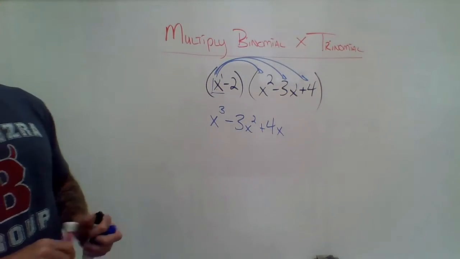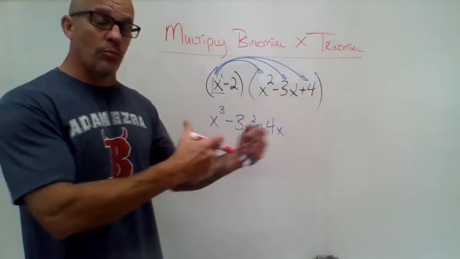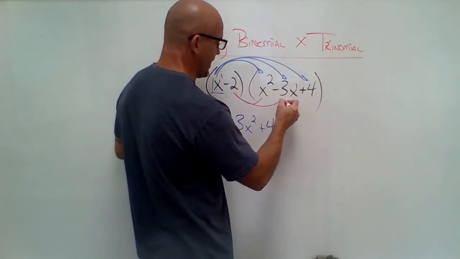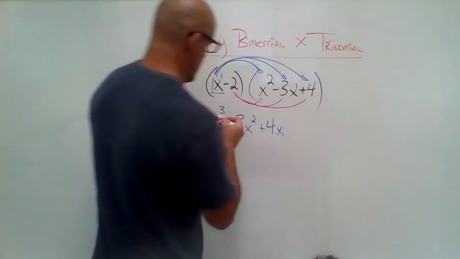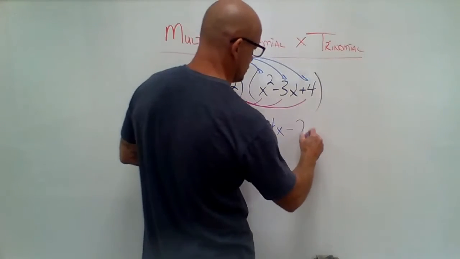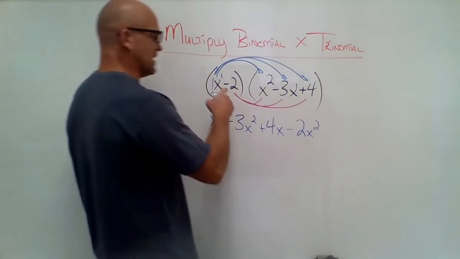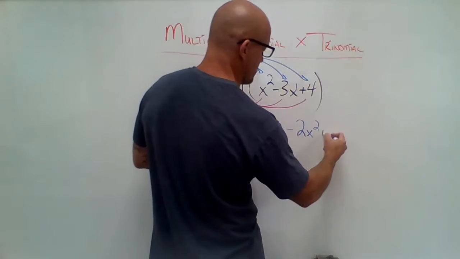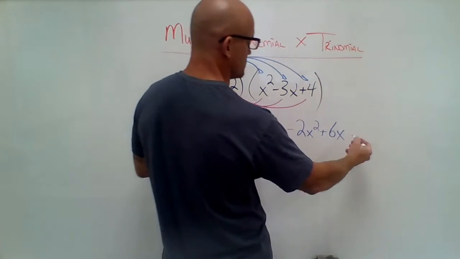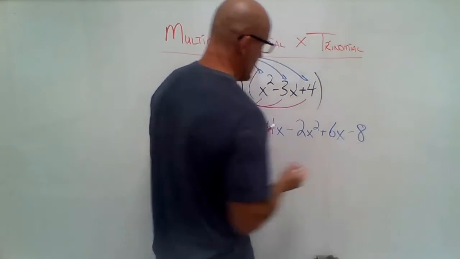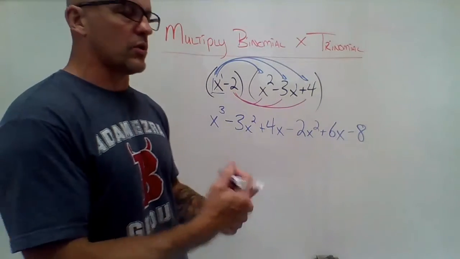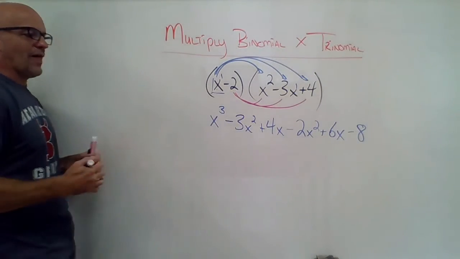Then we have to do the distributive property again because we have a binomial times this, not just a monomial. So we're going to take this negative 2 times all of that stuff in there. Times x squared, that, of course, is going to give me negative 2x squared. I'm then going to take negative 2 times negative 3x. That's going to give me positive 6x. Then I'm going to take negative 2 times 4, which is going to give me negative 8. Now, the only difference is that there's a whole lot of stuff to gather up.